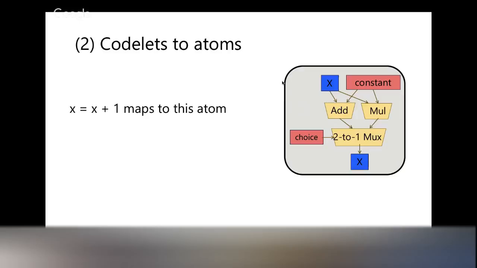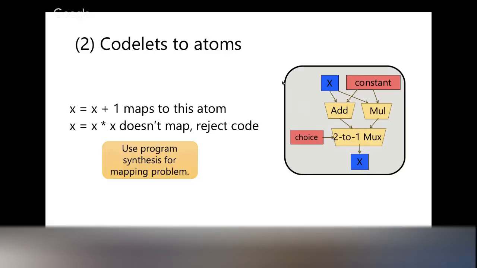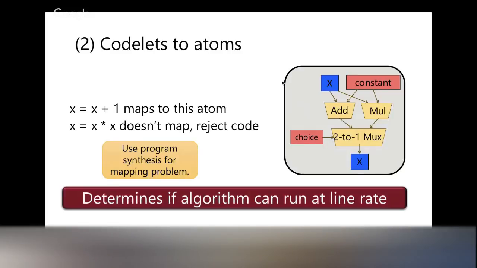If, on the other hand, you supplied the codelet x equal to x times x, there's no way to map it to a single instance of this atom, because there's no setting of constant and choice for which these two are equal. Concretely, we used program synthesis to solve this problem, where we're trying to synthesize the right configuration settings for the atom that makes it implement a specification, which is the codelet. But popping up one level, this really is the crux of the compiler. It tells us if the algorithm that was supplied by the programmer can or cannot run at line rate.